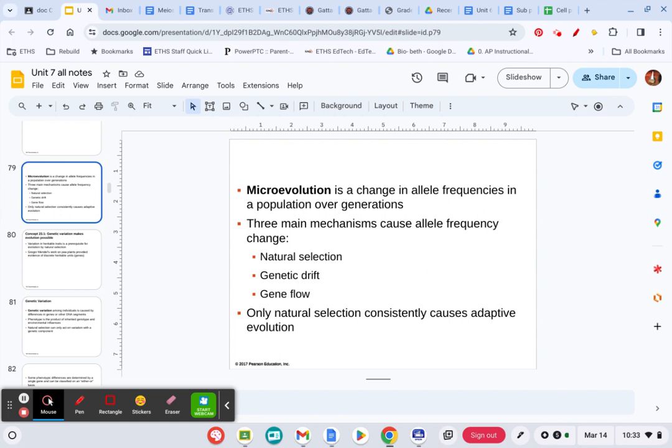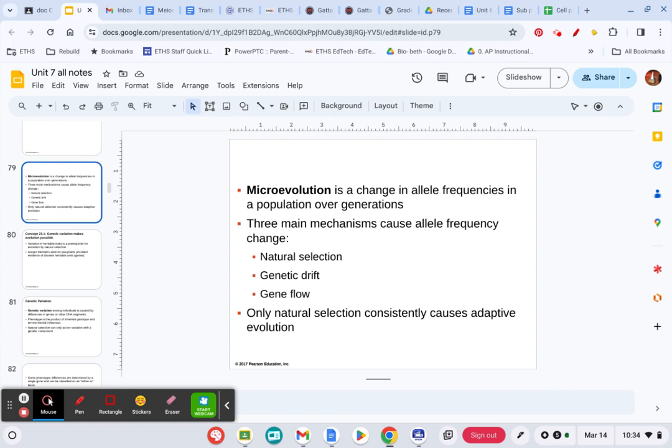Microevolution is a term that we need to talk about. Microevolution is when you have a change in the allele frequencies in a population over time. So what that means, allele frequencies. Now we're talking about what really changes over time is the genetic makeup of a population, right? Because genotype is going to determine phenotype, right? What you're going to look like is determined by what genes you inherited from your parents.